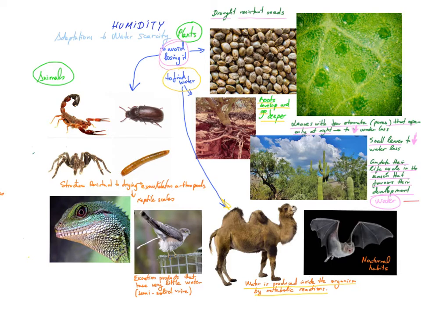To avoid losing water, we find in animals too a structure resistant to drying, such as the exoskeleton in arthropods or scales in reptiles, or, for example, excretion products that have very little water, such as semi-solid urine. And to avoid losing water, they can also have nocturnal habits.